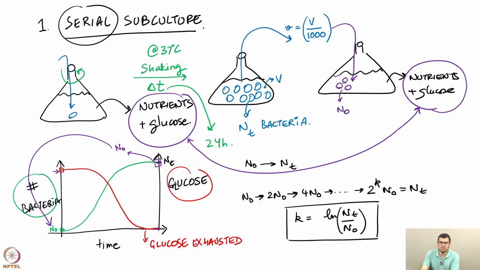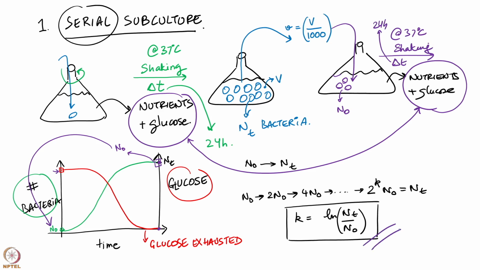Glucose is already present because this is a fresh flask, and so on and so forth, and I give it growth conditions of 37 degrees Celsius, shaking, and delta T of 24 hours, and I let the same thing happen again. In the second flask I will process this many generations, and so on and so forth, it will keep on progressing. So, again serial subculture is a simple design, and it is the most widely used and most popular design of doing lab evolution experiments with microbes.